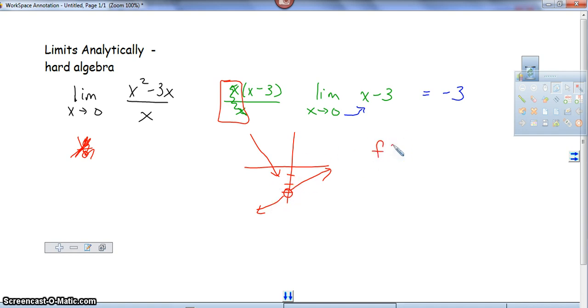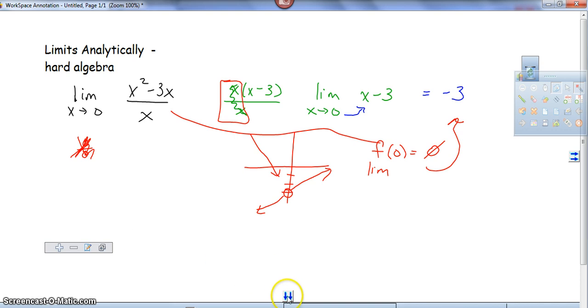So f of 0 for this original function was undefined. It's an empty set. But the limit itself is negative 3. Okay? So a lot of these that we're going to look at are ones where you graphically have a hole. All right, let's try a couple more. That one, the algebra wasn't horrible.